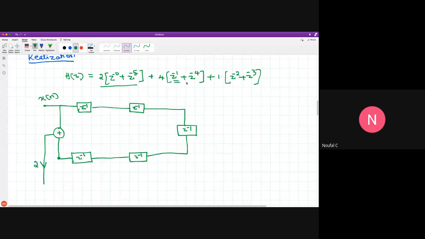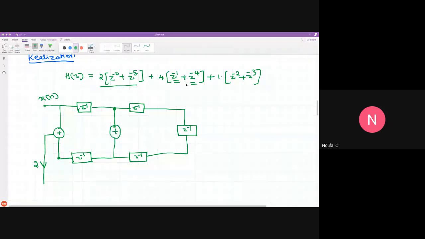Next we have z raised to minus 1 and z raised to minus 4. Z raised to minus 1 is available at this point, or X of z into z raised to minus 1, or x of n minus 1. Then I'm taking that point, then I need to get z raised to minus 4. Z raised to minus 4 would be available after 4 delay elements. So here I have z raised to minus 4 available, and those two terms have to be added together. Then that particular sum has to be multiplied with a coefficient 4. Okay, so you got this term also.